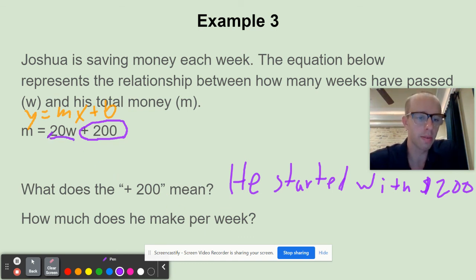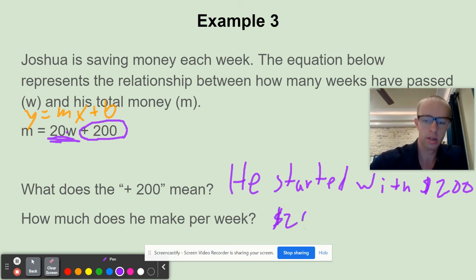Well, I'm going to go over here. This part of the equation is multiplying 20 times the amount of weeks, right? That's what it's doing. 20. You can pretend there's a multiplication there. 20 times the amount of weeks. Well, that means he earns $20 a week, right? If he works 2 weeks, we do 20 times 2. That'd be 40. Works 3 weeks, we do 20 times 3, that'd be 60. So he makes $20 per week.